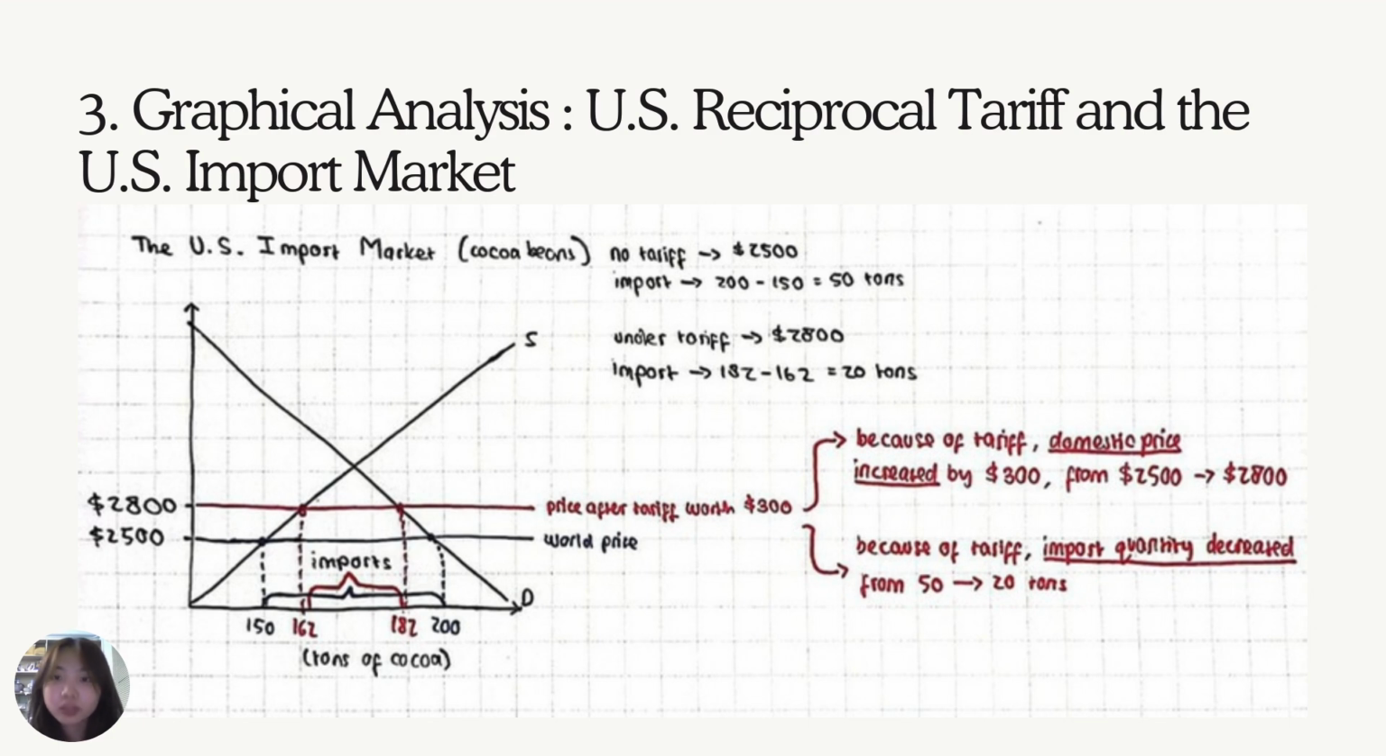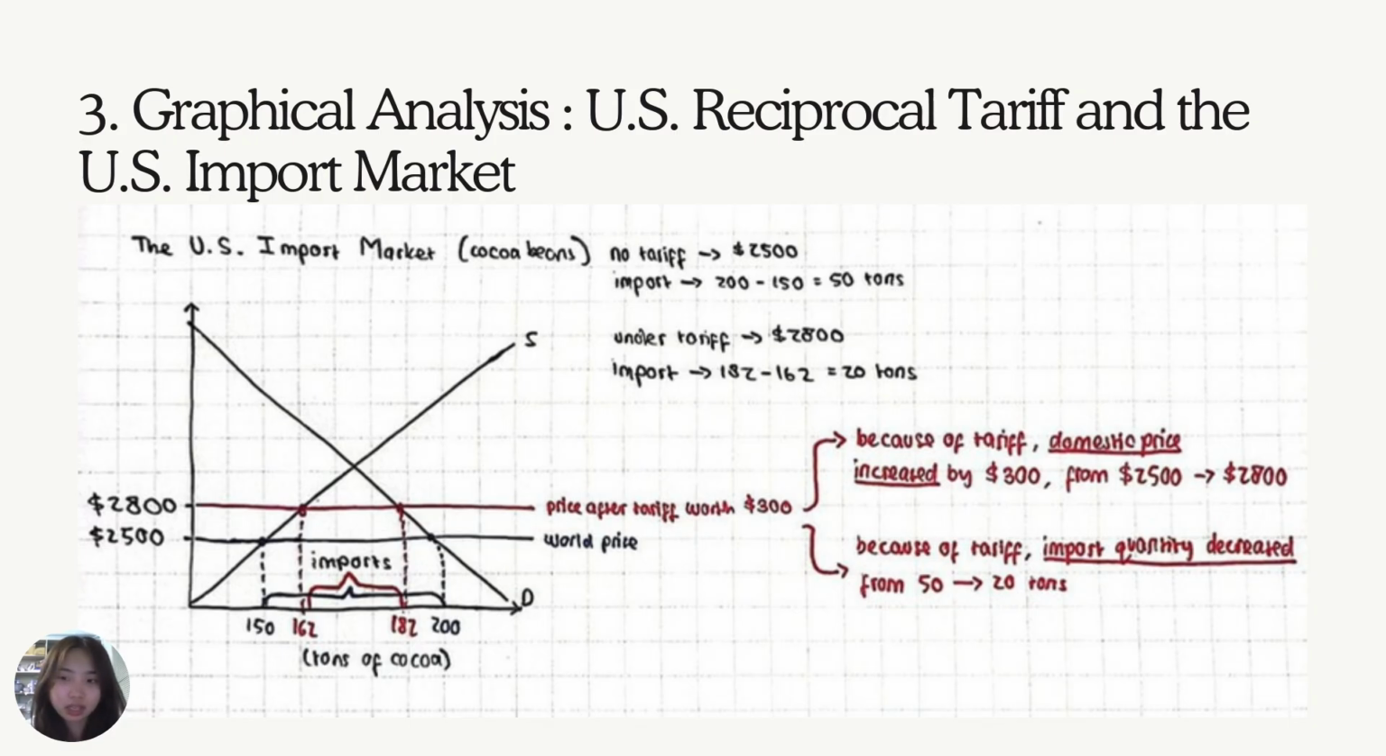$2,500 per ton, and the quantity demanded was 200 and the quantity supplied domestically was 150. This left room for imports, and the quantity of cacao beans imported before the tariff was 50 tons. And after a tariff was imposed, the price of the cacao bean per ton increased by $300, which is now $2,800. And now the quantity demanded decreased to 182 tons, and the quantity supplied domestically increased to 162 tons.